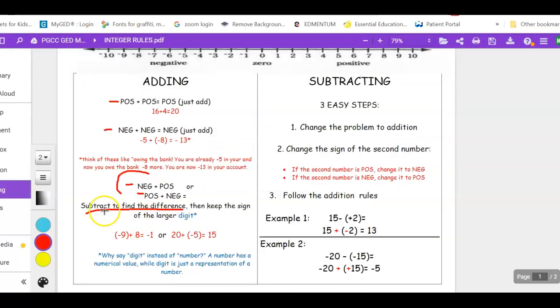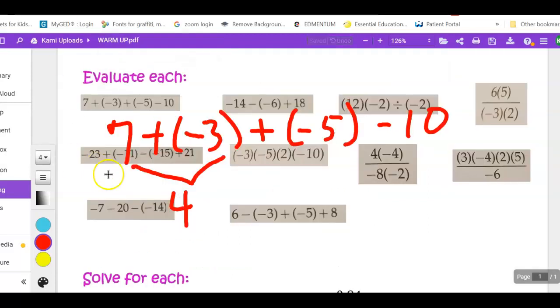The rules say, once I subtract to find the difference between the two, I then keep the sign of the larger digit. All right. So what digit is larger? That 7 or the 3? That 7 is larger. That 7 happens to be positive, so I will keep it as a positive 4. Let me go ahead and bring down the rest. I have this. There we go.